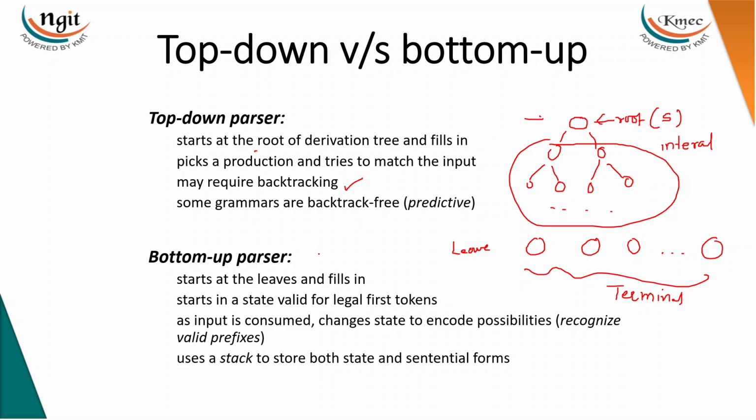Coming to the bottom up parsers, we start constructing the parse tree from the leaf nodes and go to the root node, where the root node must be the starting symbol of the grammar, right? Here we are going to use some valid prefixes, whether they are handles or not, and of course we'll use sentential forms and a stack to perform the bottom up parsing. Later we'll discuss how all these are useful while performing bottom up parsing.